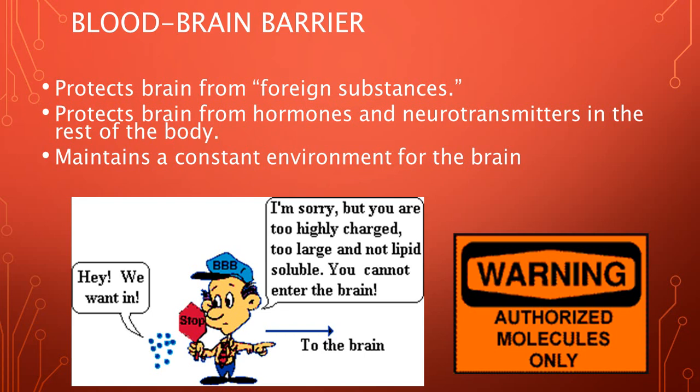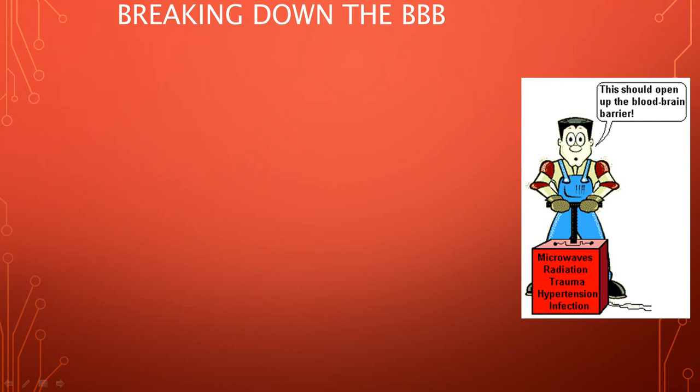So we see right here that we have like a little policeman, right? And he's saying, nope, nope, you can't come in, you know, because it's not something we want in the brain, right? So authorized molecules only. So let's break it down and figure out what's going on, okay? We're going to open up the blood-brain barrier.